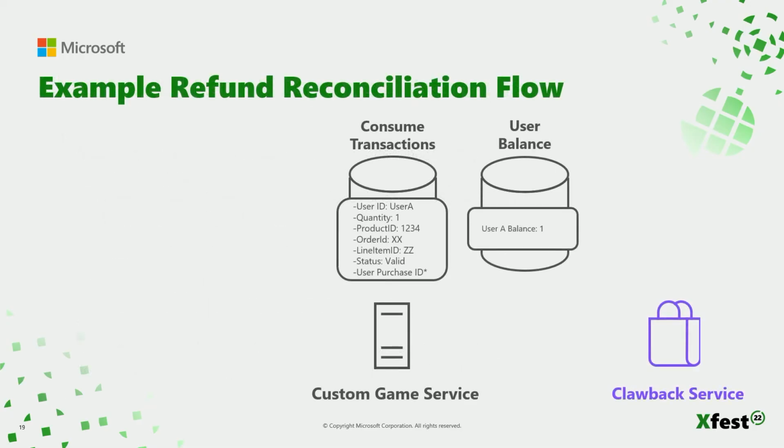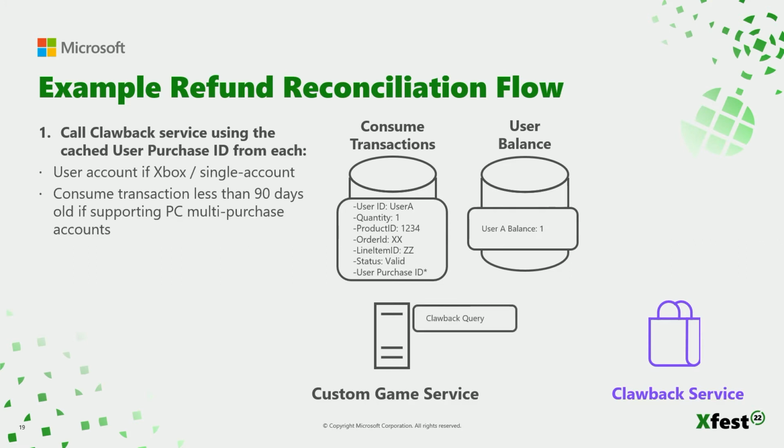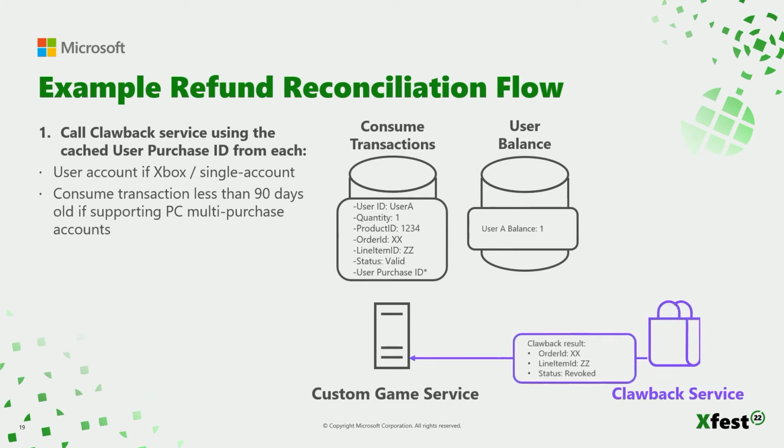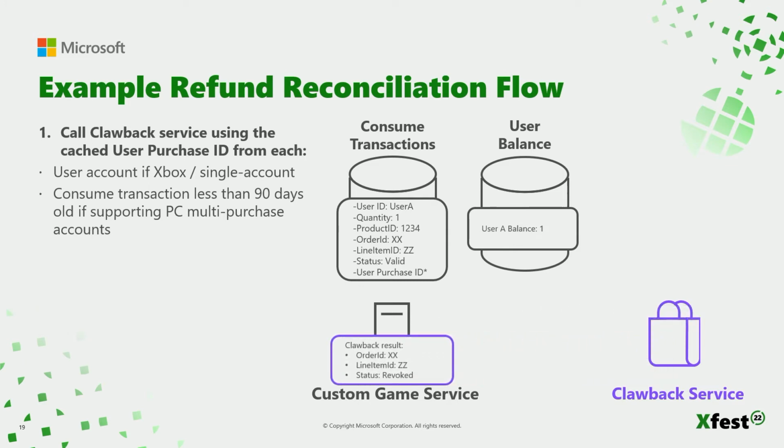In this example flow of how our game service will check for and reconcile any refunds, we have our transaction history and a user with an outstanding balance of 1 noted within our system. First, we get the cached user purchase ID credentials of the user and query the clawback service for any revoked items. When the response comes back, we see that there is a revoked item in the results. We query our transaction history for any items matching this order ID and order line item ID.